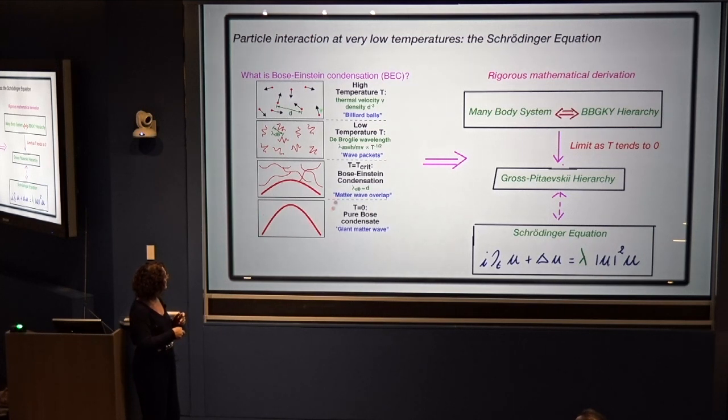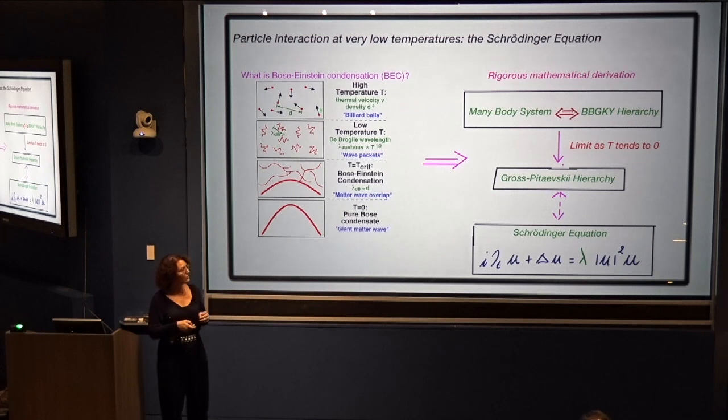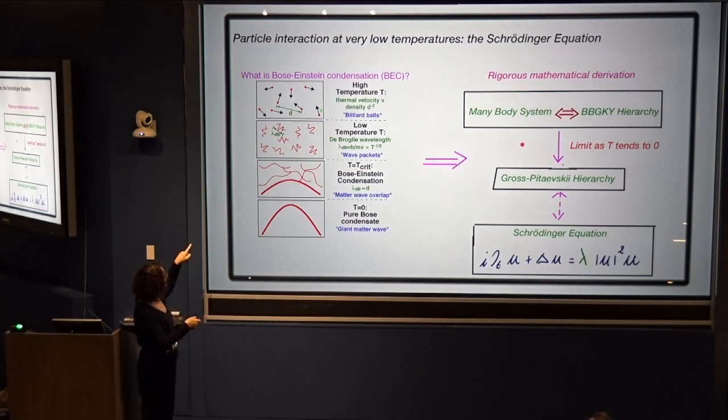And this is the kind of situation that we want to study, and which is connected with what I wrote here, the Schrödinger equation. So this is the cartoon. And of course, we're going to see mathematically how we can translate the cartoon into something that is mathematically rigorous. So first of all, the small wave packets interacting is the many-body system, and we're going to represent that with the so-called BBGKY hierarchy.